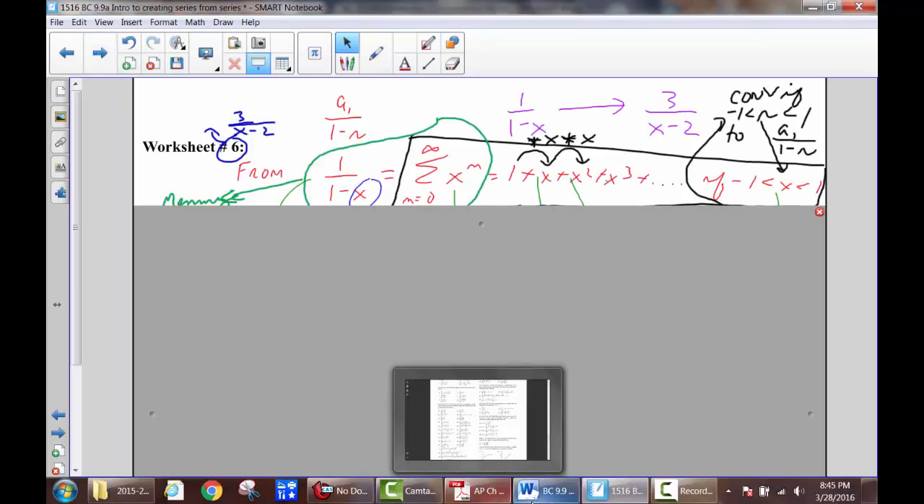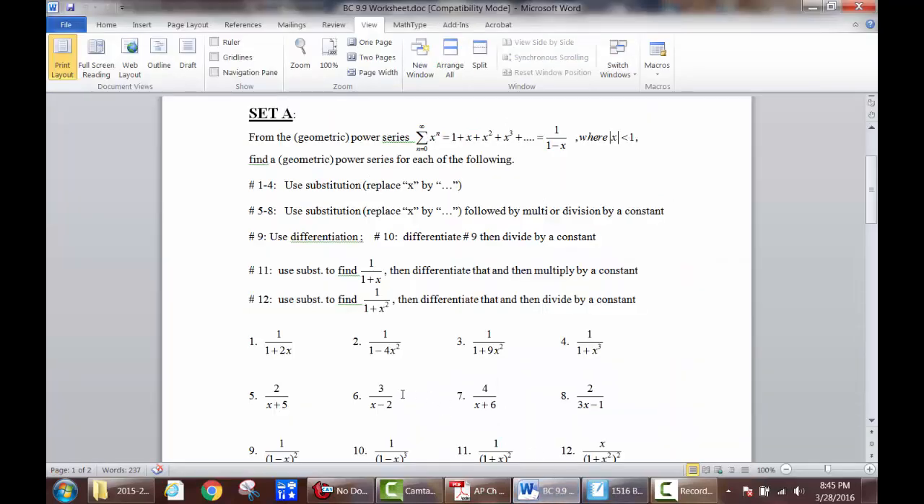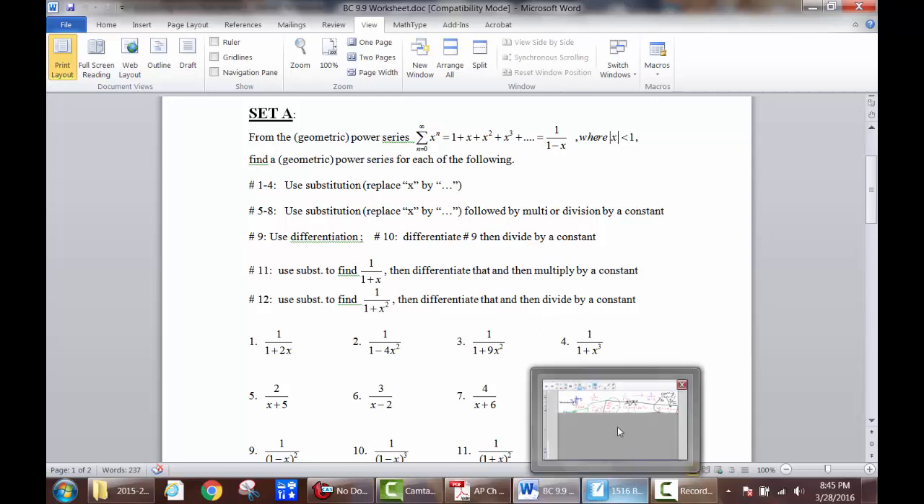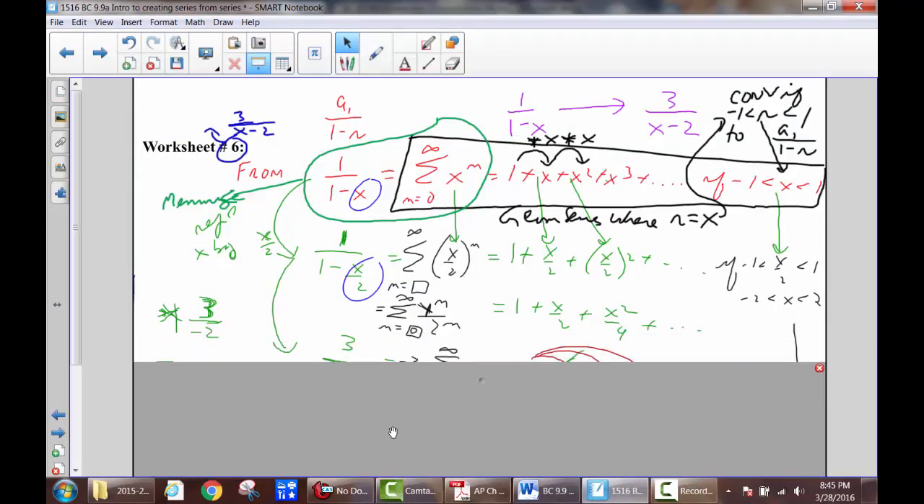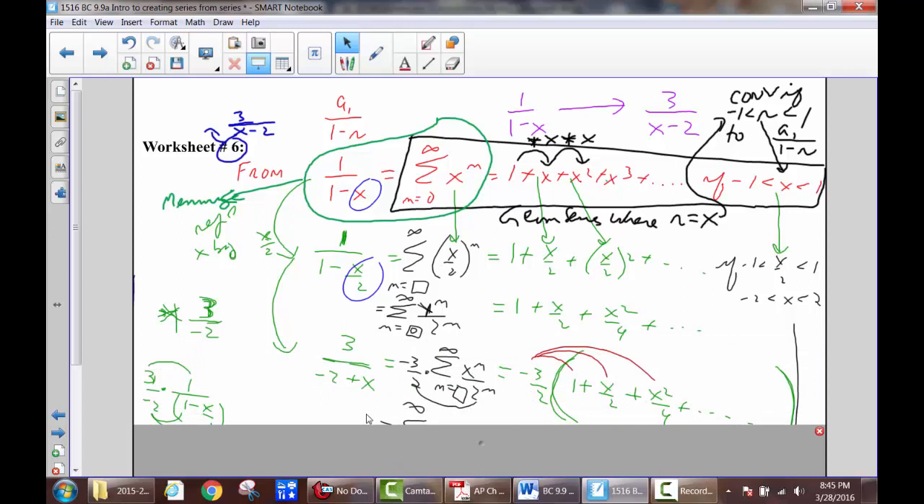Okay, number 6, looking at the worksheet, which is this one here. It says use a substitution and then followed by a multiplication or division by a constant. Now this is a little trickier because this is 1 and this is 3, so that's where we're going to multiply by 3 at one point. But notice this is 1 minus x and this is x minus 2. So what I'm going to do is the following. This is a little trickier, okay?